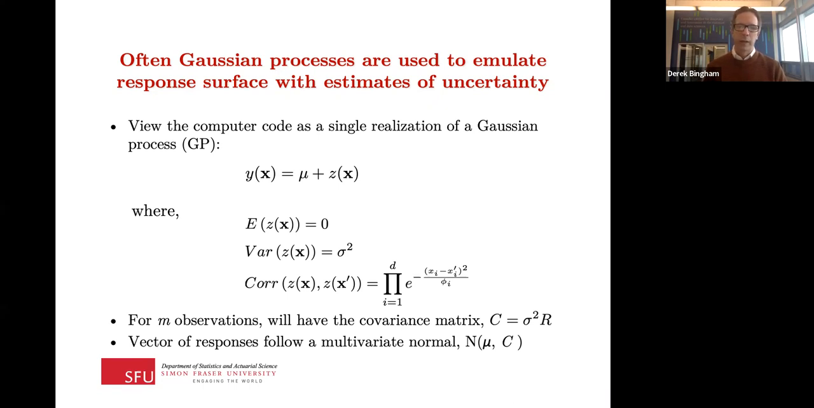Typically we don't assume an isotropic covariance. That makes sense in the computer experiment world, where the inputs can be things like mass of a star and orbital separation, which really don't live on the same scale. So for our M observations, we have a covariance matrix sigma squared R, where R is our correlation matrix, and the vector of responses will follow a multivariate normal with a constant mean and this covariance matrix C.